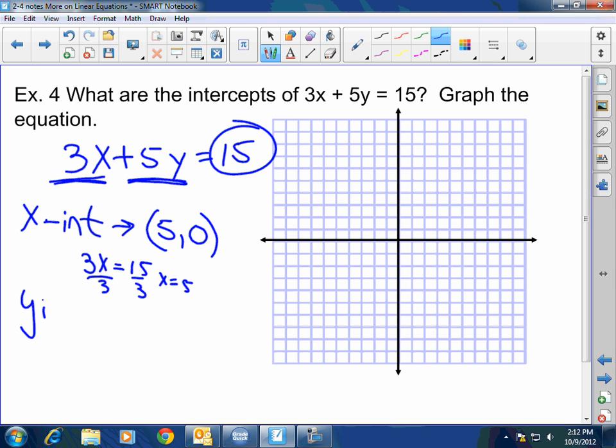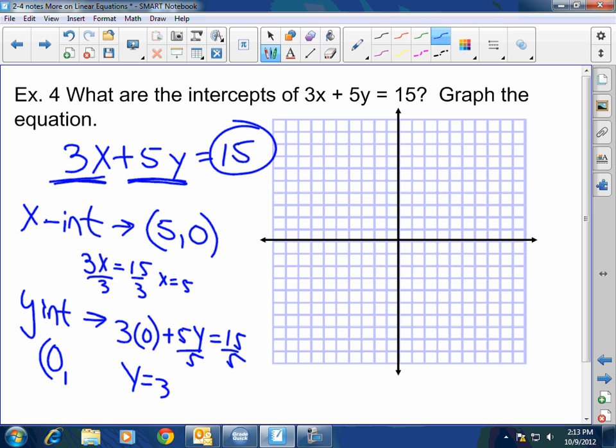What about my y-intercept? For the y-intercept, I'm going to make x 0, right? So in this case, divide by 5. So y would equal 3. So the y-intercept would be (0, 3). It's the y value when x is 0. Do you guys see that?